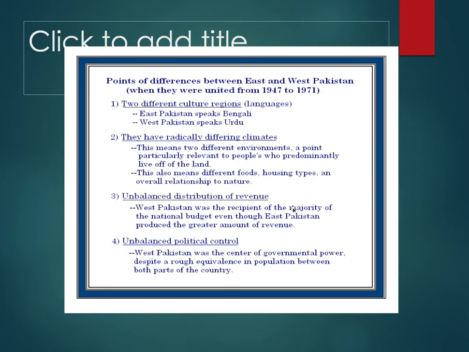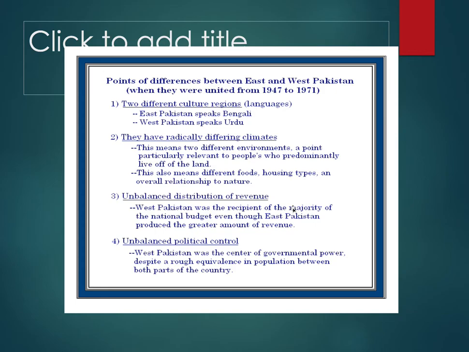And fourthly, unbalanced political control. As you can see there, West Pakistan was the center of governmental power. Despite, by and large, however imperfect, there was roughly an equivalence in terms of population between both parts of the country. I believe East Pakistan had more, but relatively speaking, the populations were both rather sizable. But the political control overwhelmingly remained in the hands of West Pakistan, and so therefore they afforded themselves the benefits that I already talked about in terms of unbalanced distribution of revenue. All right.